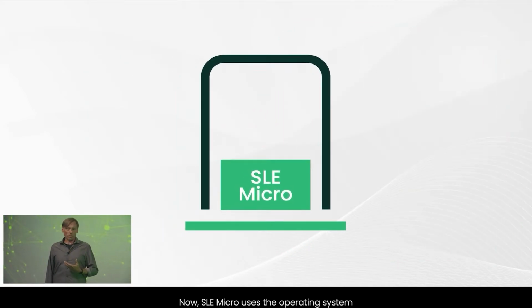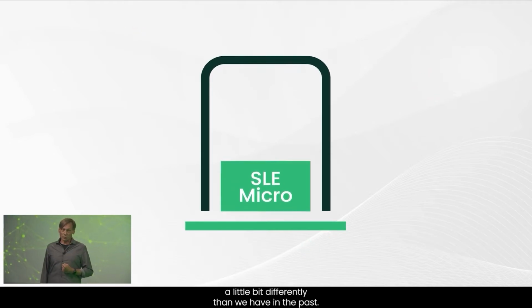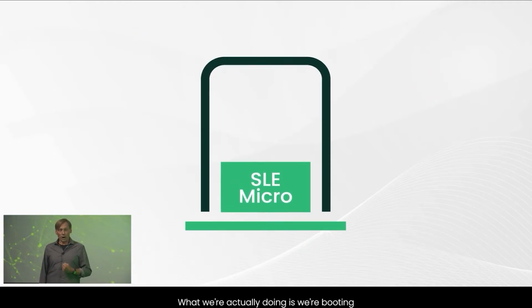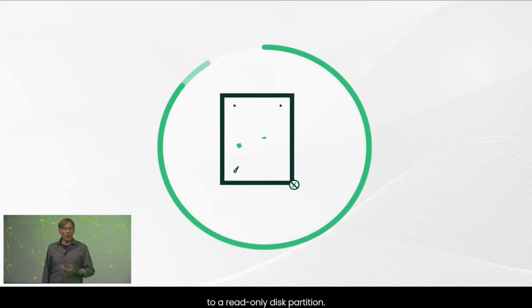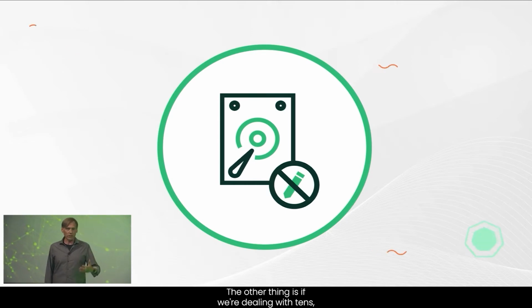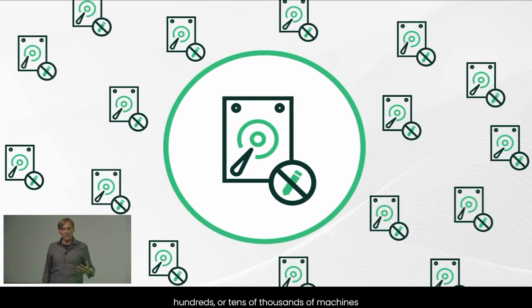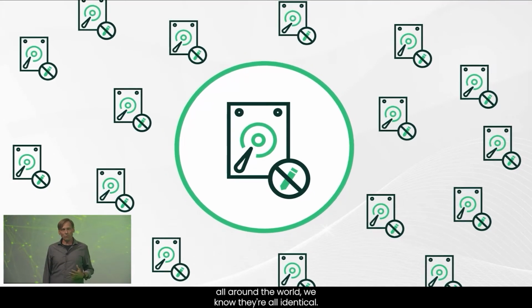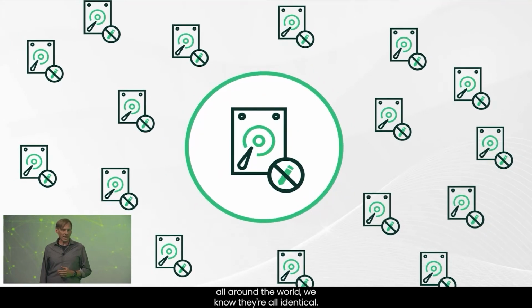Now, SLE Micro uses the operating system a little bit differently than we have in the past. What we're actually doing is booting to a read-only disk partition. This has a couple of huge advantages. First, we know every single time that machine reboots, it's going to be exactly identical and you're going to get the same experience. The other thing is if we're dealing with tens, hundreds, or tens of thousands of machines all around the world, we know they're all identical.